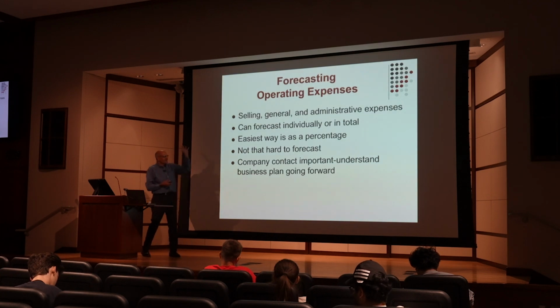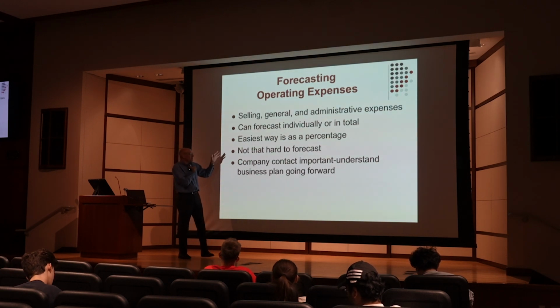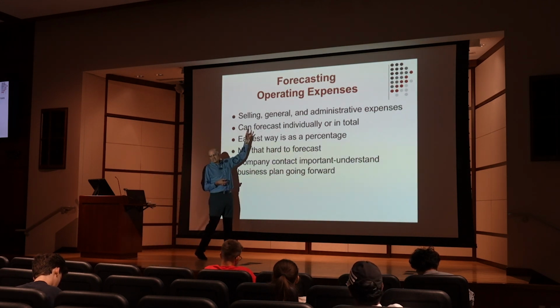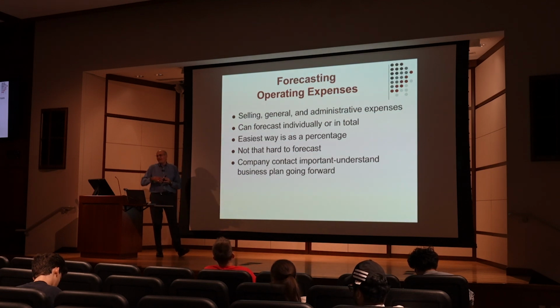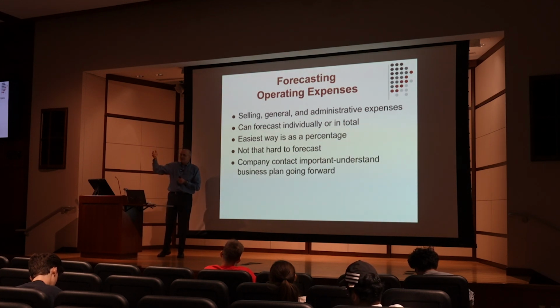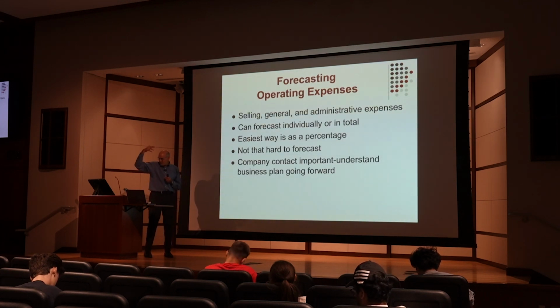Operating expenses, right? This tends to be easy. SG&A, we can forecast individually or in total. You can use it as a percentage. Not that hard to forecast. Interestingly, selling expenses, right? And this is especially true of a lot of new companies. A few examples would be Airbnb. Their selling expenses aren't that high. Airbnb is a verb. Same thing with Uber, right? Their selling expenses aren't that high because Uber is a verb.